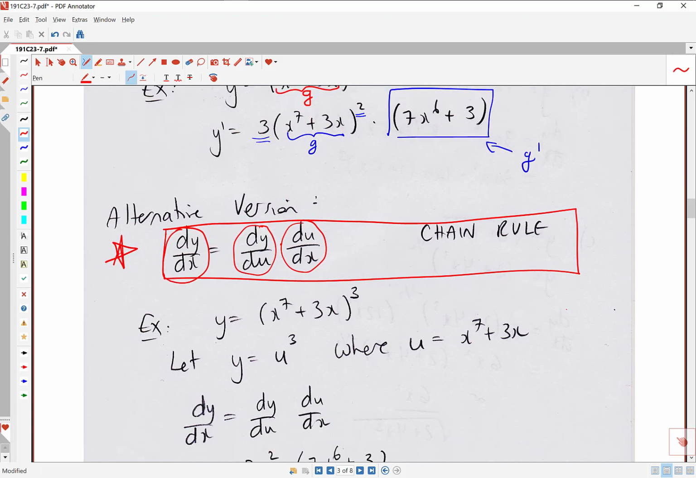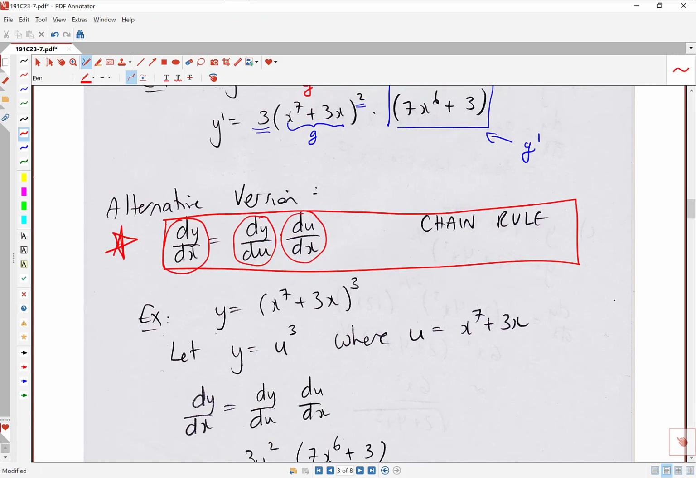So let's take that same function y that we were working with earlier. So y is equal to x to the 7 plus 3x all cubed. The trick for using the alternative version of the chain rule is just to give a new name to the function that's acting as your inside function. You could call that g, but in this version of the chain rule, we call it u. So we can rewrite y as u cubed. That's just saying y is the inside function cubed. And then we record for later what that inside function actually is. So u is x to the 7 plus 3x.